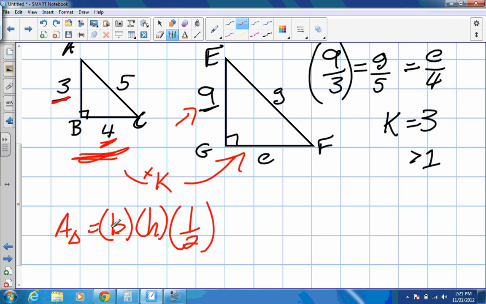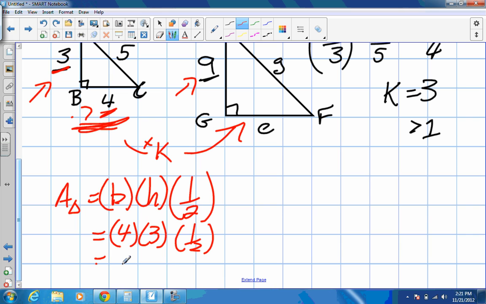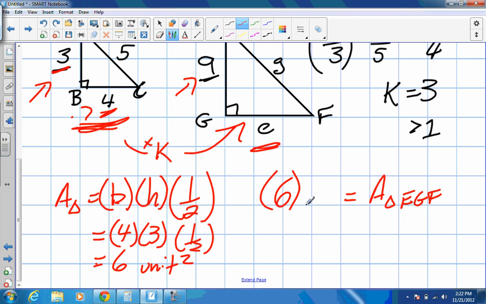Our base is 4, our height is 3. So we get 4 by 3 times 1/2. 4 by 3 is 12 times 1/2 is 6. So 6 units, because I didn't give it anything, 6 units squared. That's the area of our ABC. Okay? Well, triangle ABC is 6 units, and we need to find the area of triangle EGF. Instead of going through the scale factors, finding E, and then putting that through the exact same formula, as soon as I find the scale factor, and I have the area of the first one, I'm going to multiply by that scale factor squared.